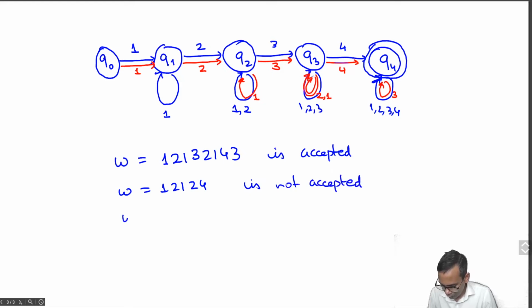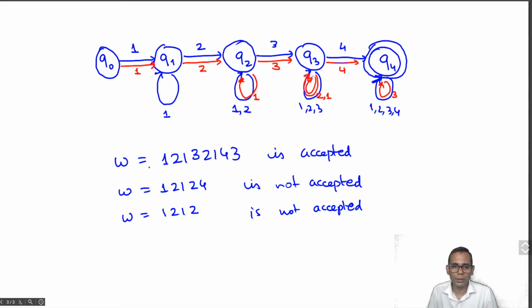And let's just look at one more example. What about W equals 1, 2, 1, 2? This is also not accepted because after you have finished this 1, 2, 1, 2, you end up at state Q2, which is not an accepting state. So these two words are not accepted, whereas this is accepted.